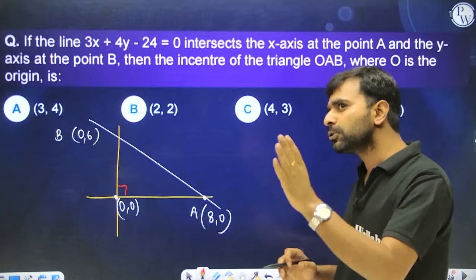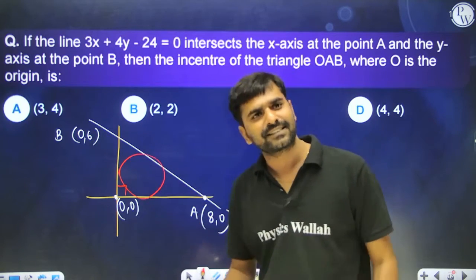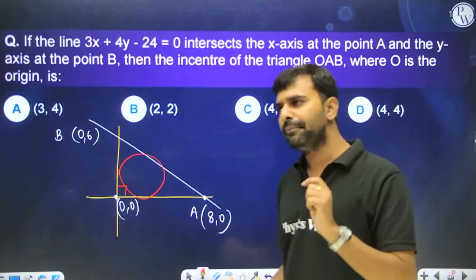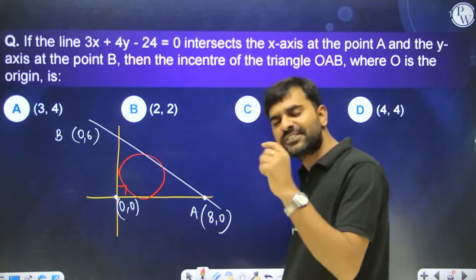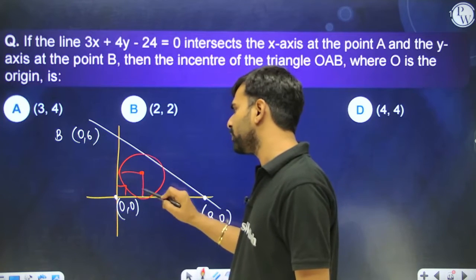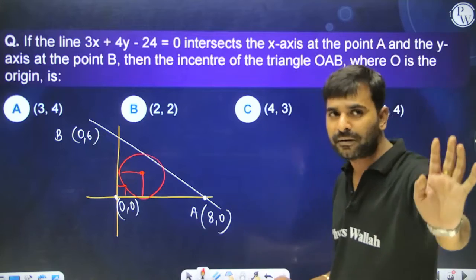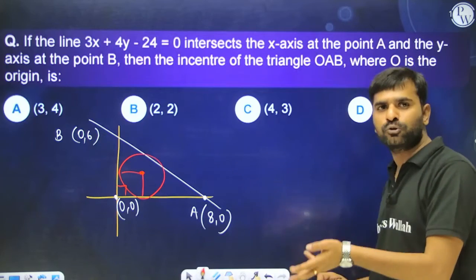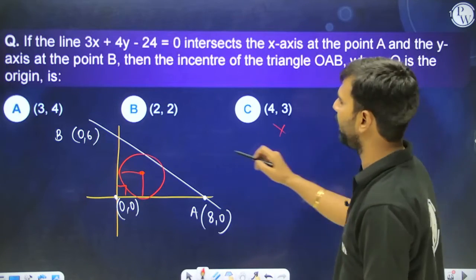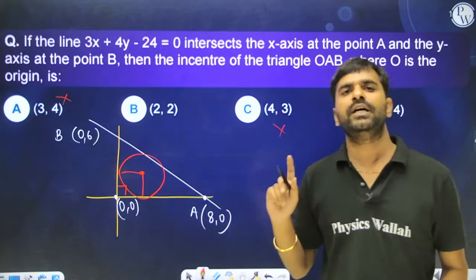Also, the circle has to touch both the coordinate axes. Now let me ask you one thing: if a circle is touching both the coordinate axes, and that too in the first quadrant, don't you think the center of the circle will have coordinates (r, r)? So obviously the answer has to be (r, r), and this option and this option will never be your answer. By the way, this is a JEE previous year question.